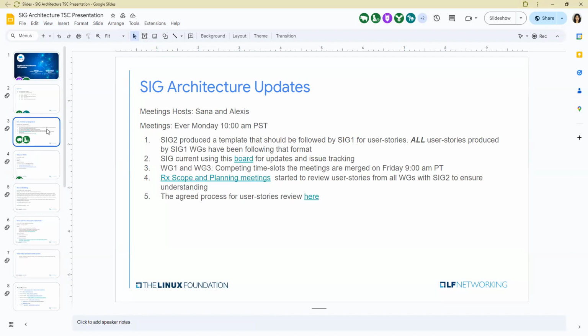One working group, the architecture working group, has not made significant progress yet because we couldn't find the right time slot. But we were hoping that the RX scope and planning meeting could be leveraged for the architectural discussions in that same time slot, once we have exchanged prepared and mature user stories at that level. So, high-level updates on this slide.